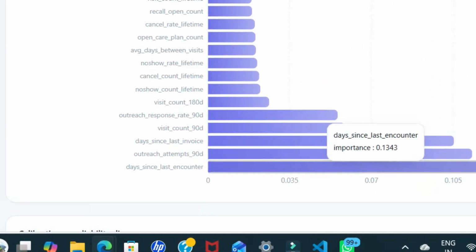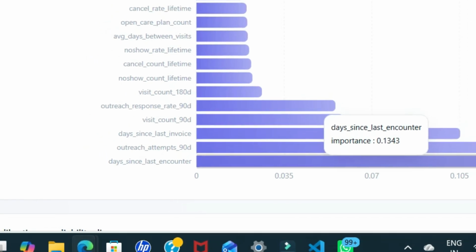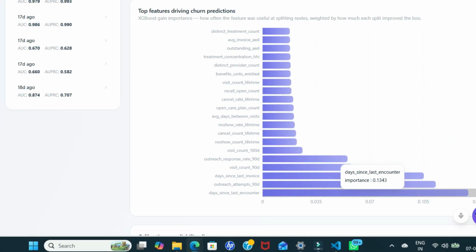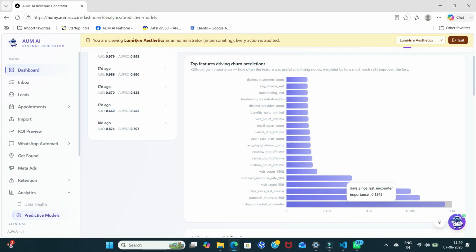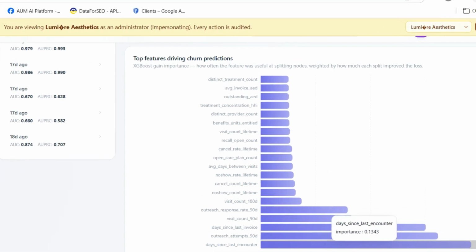Recency, that's the strongest signal. But a single date is a snapshot, so we also compute visit trajectory slope, a linear regression over 12 months of monthly visits. A negative slope catches a patient who is quietly drifting before their recency looks alarming.